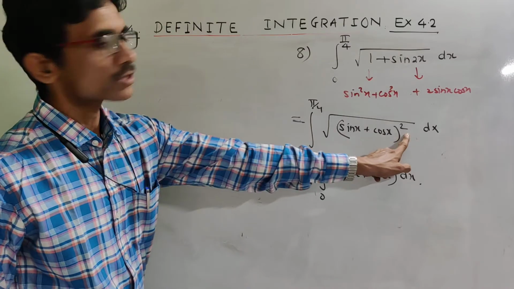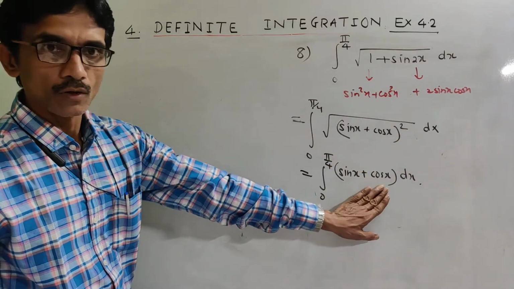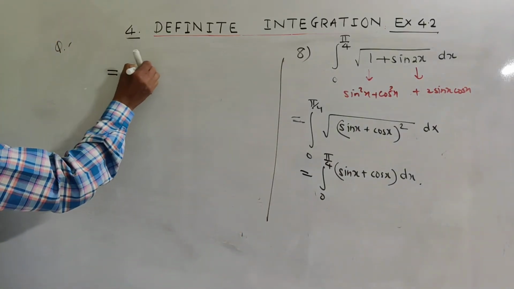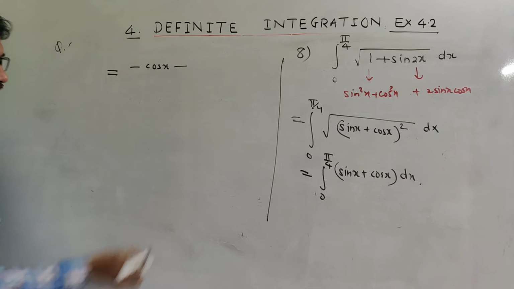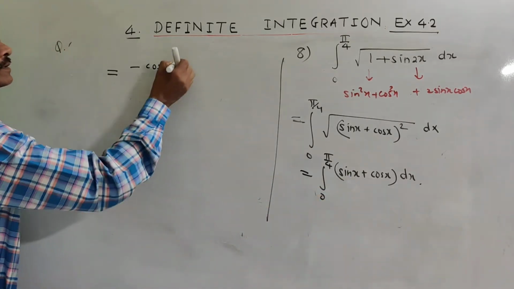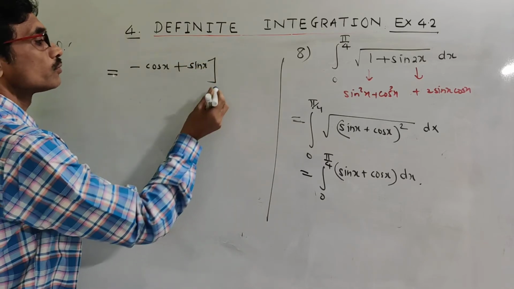Square root and this square. So the integral of sin x is minus cos x, and the integral of cos x is sin x. So it is equal to minus cos x plus sin x. The limits are 0 to pi by 4.